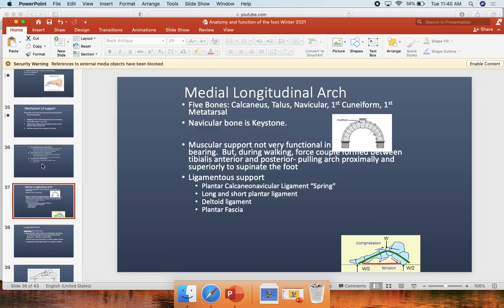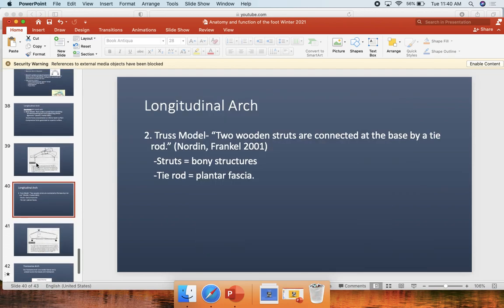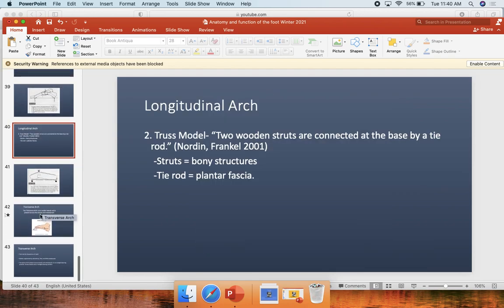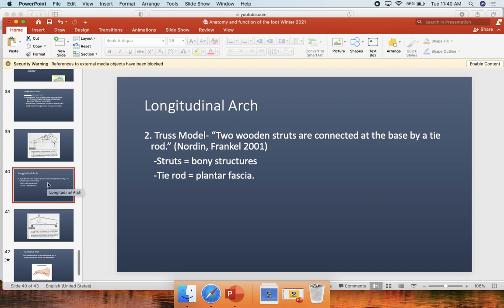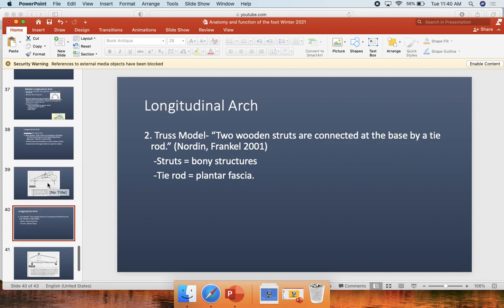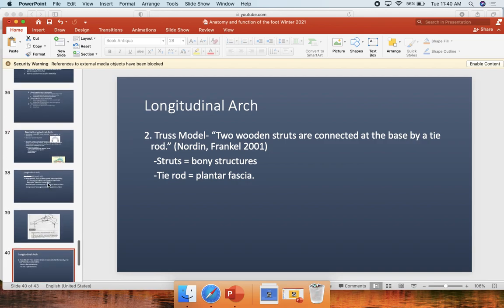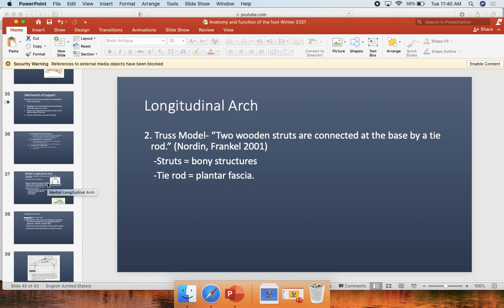There are several more slides on the arches of the feet. If you would just take a moment and make sure to review those so you come to class prepared and with an understanding of the importance of those arches. That wraps up this video of the brief review of the anatomy and structure and function of the foot.